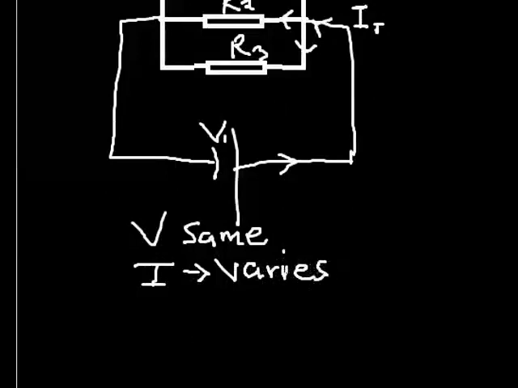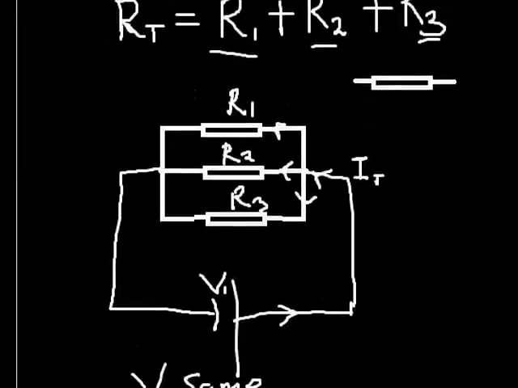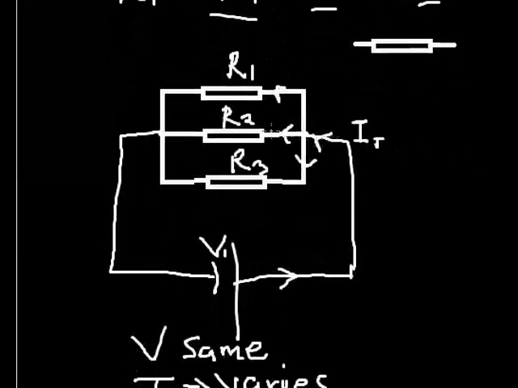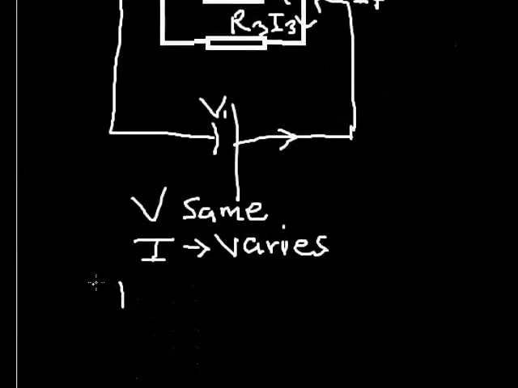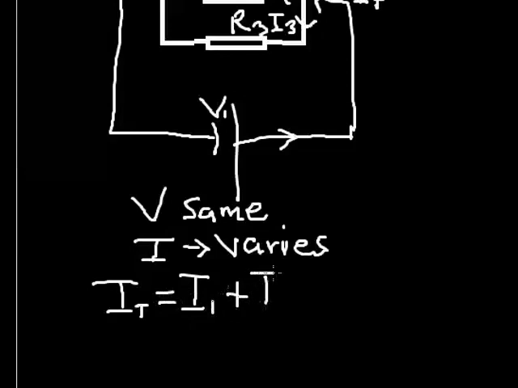Now since I varies, that simply means that the total I that enters into this is being divided into 3. The I that's entering into R1, I call it I1. The I that's entering into R2, I call it I2. And the I that's entering into R3, I call it I3. So that simply means that I total is going to be equal to I1 plus I2 plus I3.